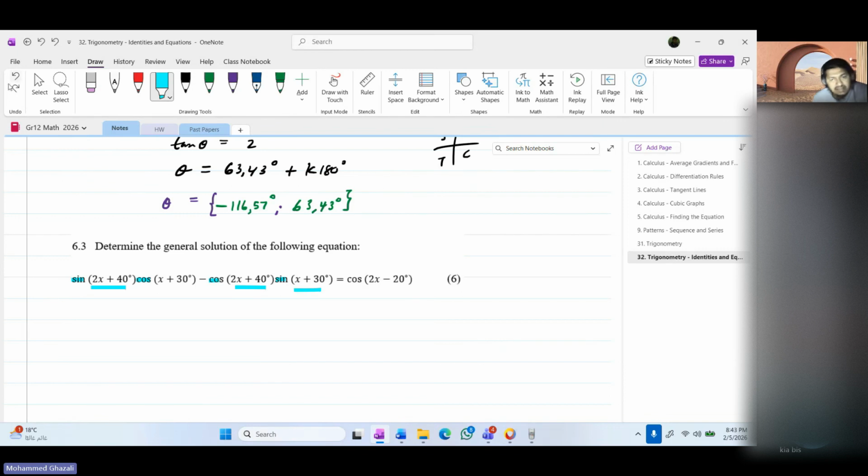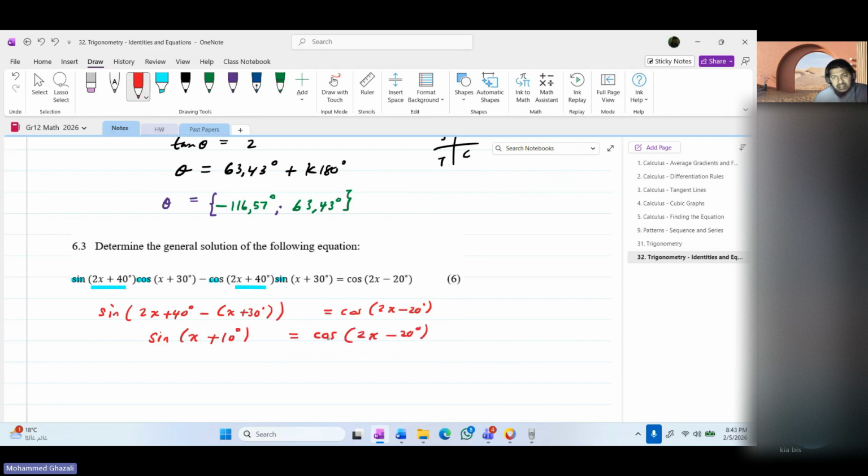Now, because you have identified the angles like this, you can say this is the expansion of sine A minus B. So what's the first angle? 2x plus 40 degrees, subtract x plus 30, which is equal to cosine 2x minus 20 degrees. Now that was using compounding. Now simplify this. 2x minus x is x, and 40 minus 30 is 10 degrees, which now equals cosine 2x minus 20.